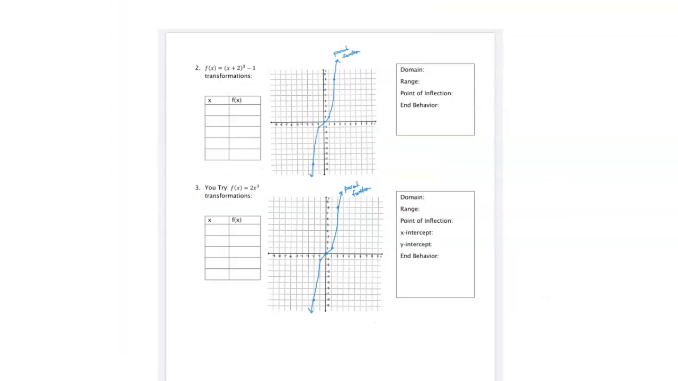For the last two problems, you try them. Find your points of inflection, and then go ahead and use Desmos to come up with your table, graph it, and then find your key information: the domain, range, point of inflection, and end behaviors. And then check your work.